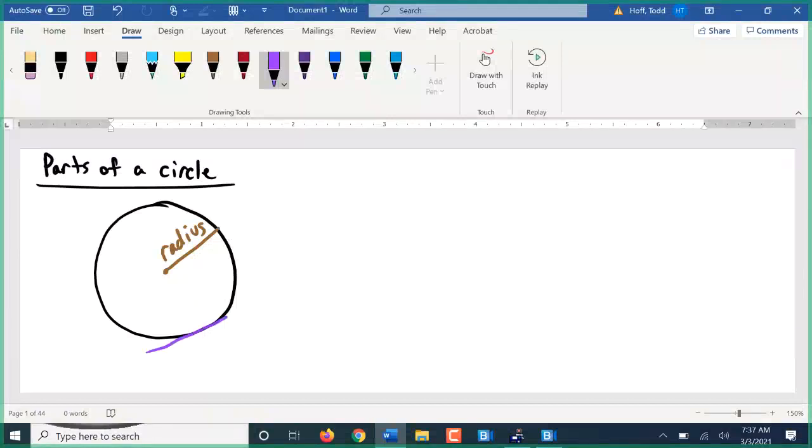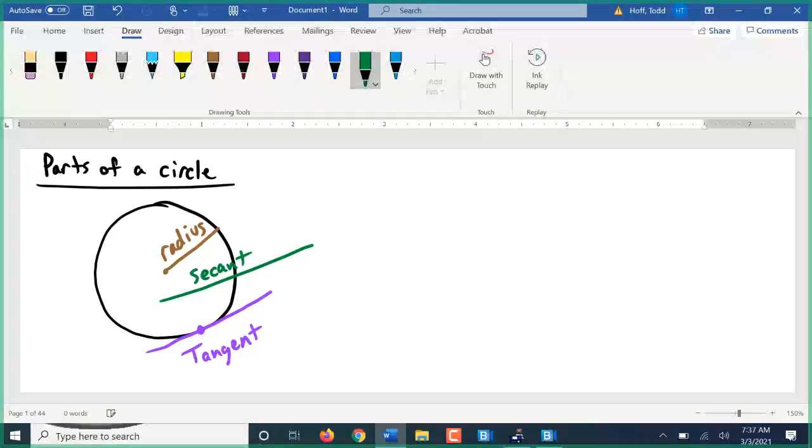Tangent, all points but one are outside the circle. So the line that's outside the circle, or a line segment that's outside the circle, just touches it, but it never goes inside of the circle. Secant, line that contains points both inside and outside of a circle.